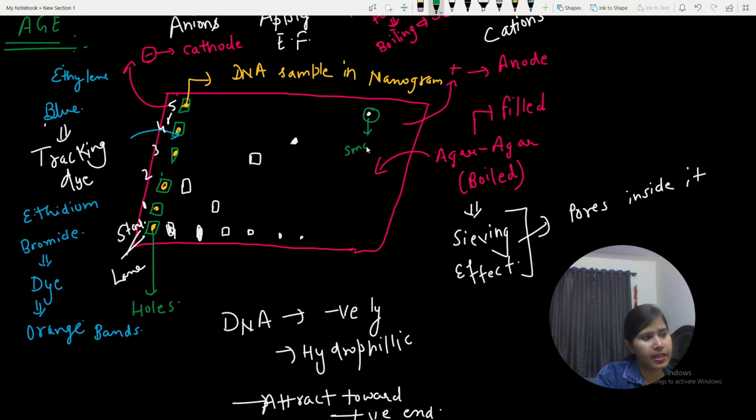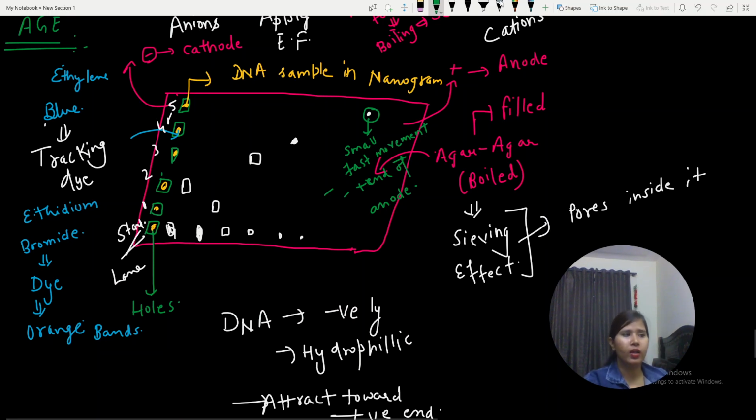Because it is small in size, that's why it is showing fast movement over the agar, and it reaches toward the positive end, the anode, right? So this is the desired gene, and when you are separating your desired gene, this is again very important. When you are separating your desired gene, or you can say desired fragment of DNA, and you are obtaining your desired gene with some gel, that is agarose gel, then this process is called elution. This process is called elution.